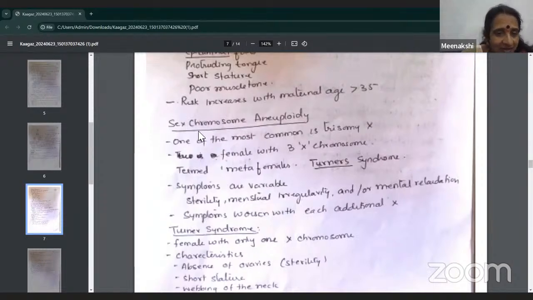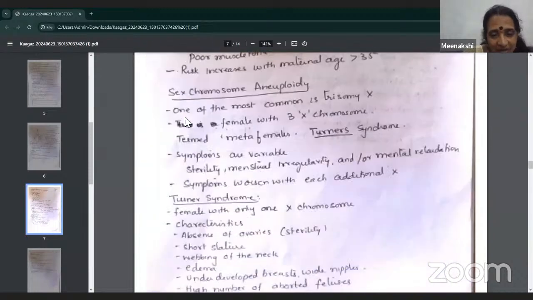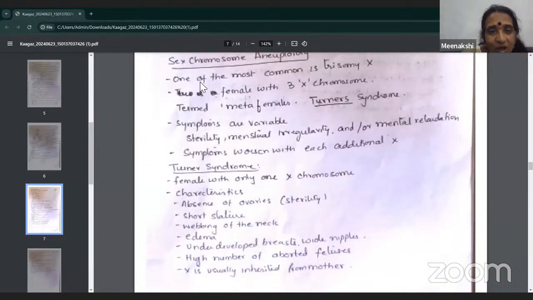Then aneuploidy in the sex chromosome. This was in the autosome. Now let us see aneuploidy in the sex chromosome. One of the most common trisomies is trisomy X. That means the female will have an extra X chromosome, and is called a meta female. They are called meta females. The symptoms are variable. They will be sterile individuals. Then they will have menstrual irregularities or mental retardation can be seen, and these symptoms can be worsened if there is a further addition of the X chromosome.